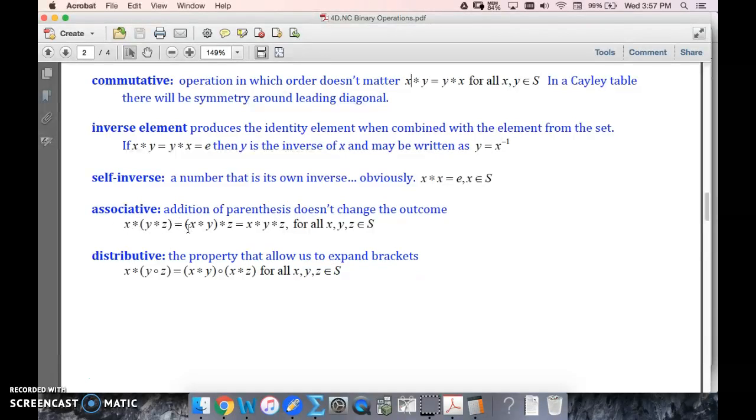Associative property, hopefully you know this one. Addition of parentheses doesn't change the result. And then distributive property lets us expand around brackets. So X star (Y blob Z) is the same as (X star Y) blob (X star Z).